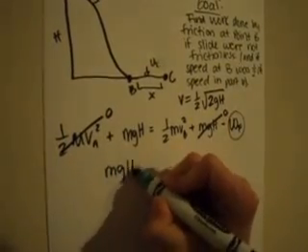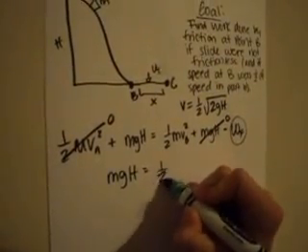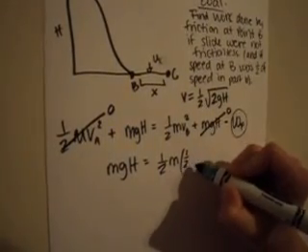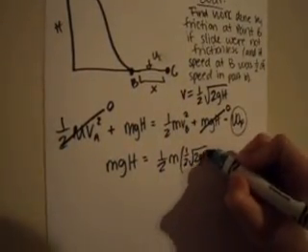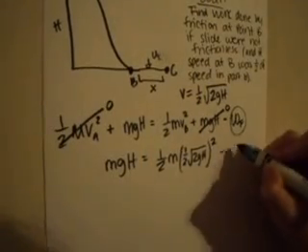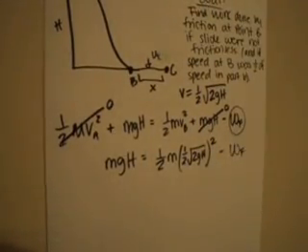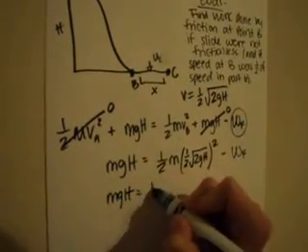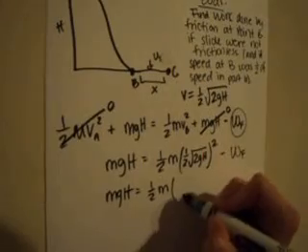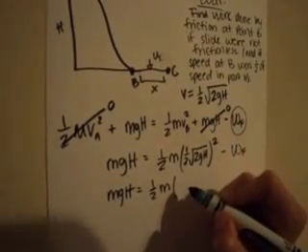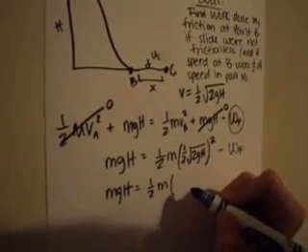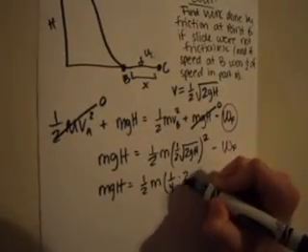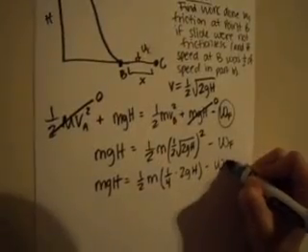And we have mgh equals 1/2 m. I'm going to go ahead and plug in our speed right here. So then we've got 1/2 the square root of 2gh, squared, minus the work of friction. So what we have is mgh equals 1/2 of m times 1/2 squared, which is going to be 1/4. And then the square root and the square are going to cancel out, so times 2gh minus the work of friction.